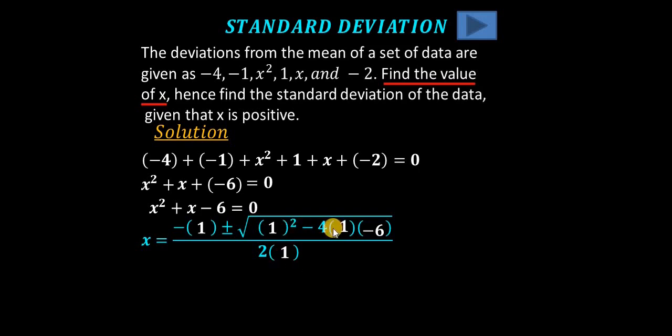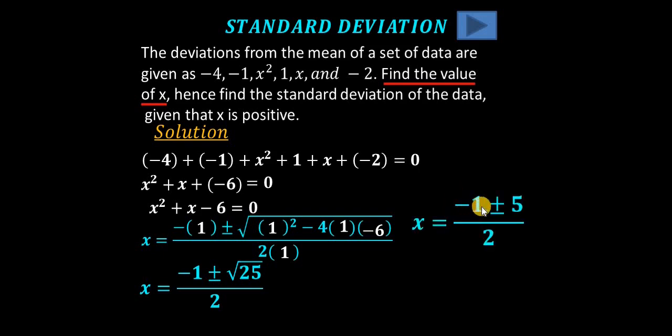Let's focus on the values under the root sign. 1 squared is 1, and then the negative multiplying by negative gives us positive, and we'll have 4 times 1 times 6 is 24. So we'll have 1 plus 24, which is 25. And therefore, that gives us x as -1 plus or minus the square root of 25. Down here, we had 2 times 1, which is just 2. From here, we can simplify further as x is equal to -1 plus or minus 5 all over 2. Remember, root 25 is 5.